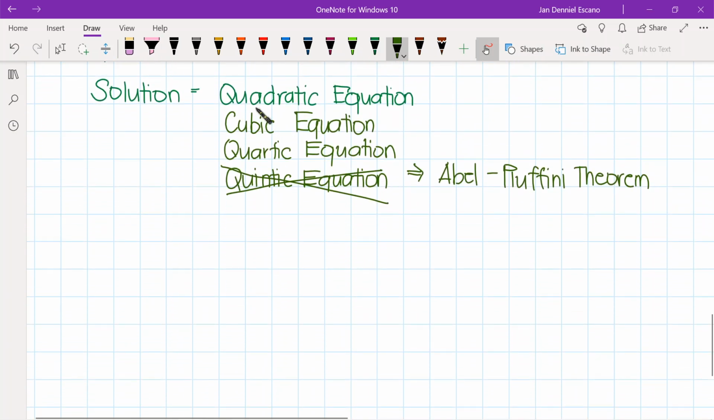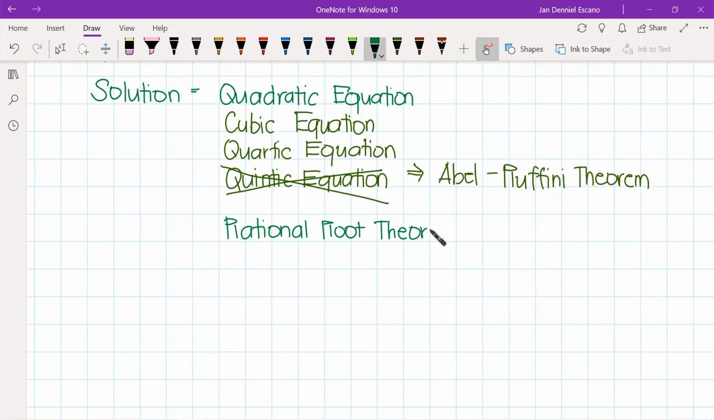So another method that we use is the rational root theorem. Okay, but we're not gonna dig in with the rational root theorem or the quadratic formula because this is in algebra. But we're gonna dig deep in how Horner's method is used to solve algebraic roots of polynomials.